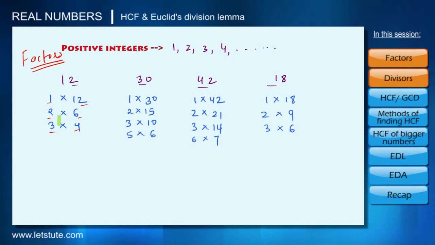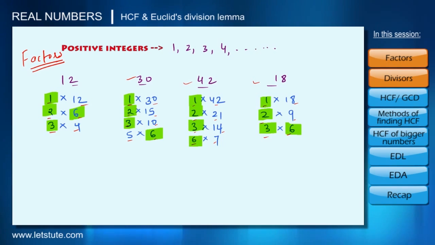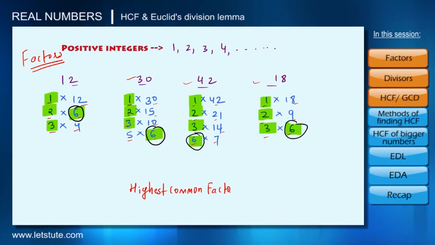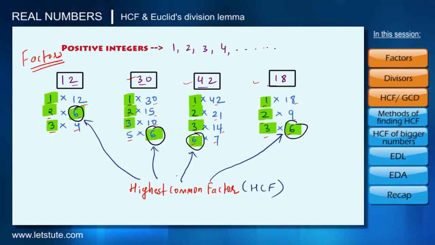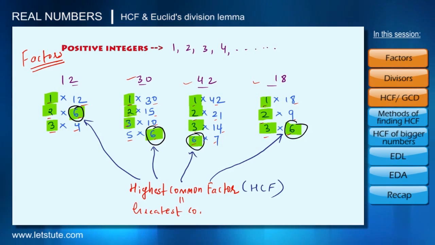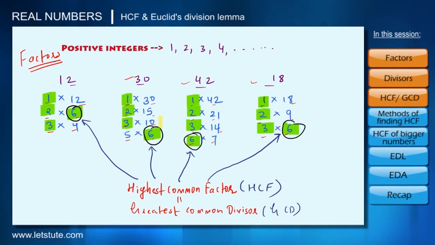So now if I talk about the common thing, we can see that here 1, 2, 3 and 6 are the common factors of all the numbers. And out of these common factors, 6 is the highest number, which is a factor of all the numbers. So here 6 is called the highest common factor of 12, 30, 42 and 18, or HCF. And also since 6 is the greatest number that divides 12, 30, 42 and 18, highest common factor is also called greatest common divisor. So now we know what we mean by highest common factor or the greatest common divisor.